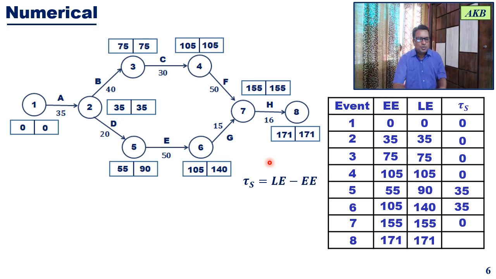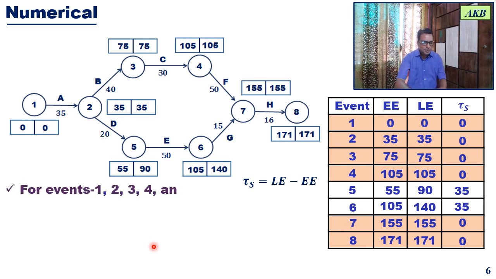Okay. So in this way, we have the table ready with us. Now you just highlight those events for which slack is 0. So if you do that, first event 1, for event 1 the slack is 0, for event 2 the slack is 0, for event 3 slack is 0, for event 4 slack is 0. Then for 5 and 6 slack is not 0, so we are not going to highlight those two events. Then event 7, for event 7 the slack is 0, so we have highlighted it, and finally 8 also has 0 slack, and therefore we have highlighted it.